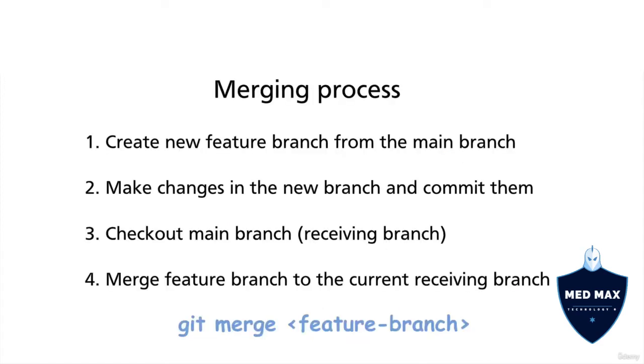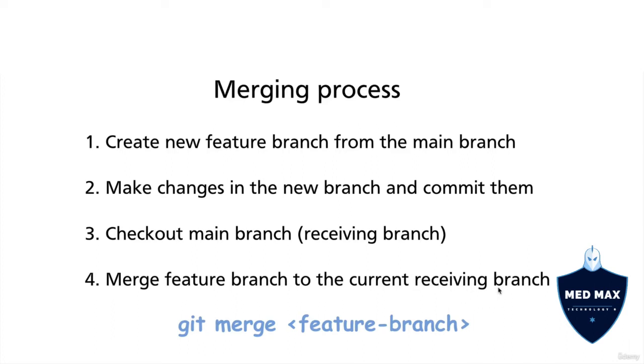When you are ready to merge specific feature branch to the main branch, you need to check out that main branch. Again, name should not be necessarily main, it could be different name. But in terms of Git, such branch you want to merge to is called receiving branch. And this branch must be checked out before merging. So check out receiving branch. And afterwards, merge feature branch to the currently checked out receiving branch.